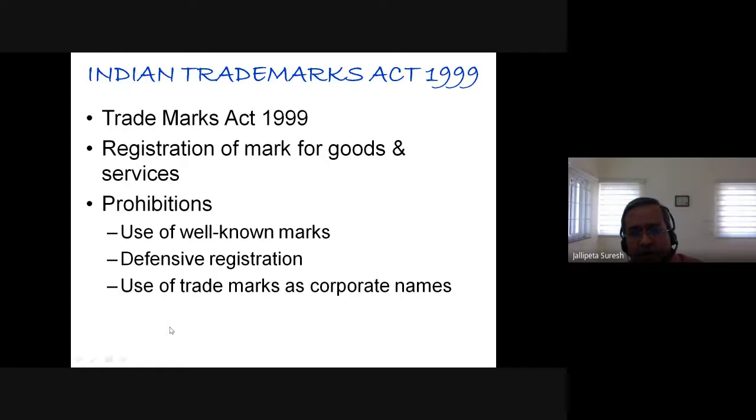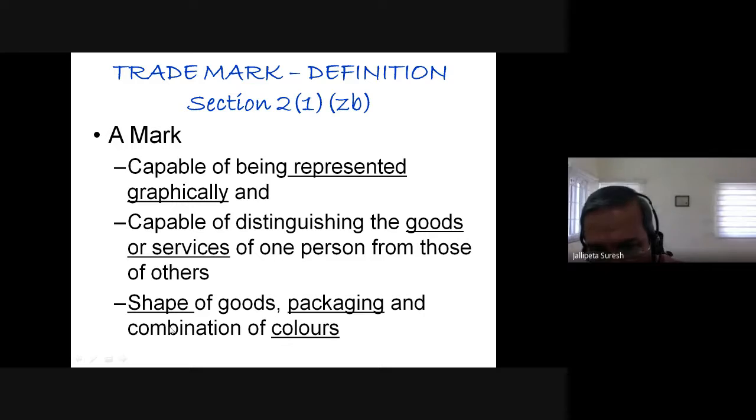So we have a law in India, that is Trademarks Act 1999. It provides for registration of goods and services. And there are certain things which are prohibited, like if you are trying to register a well-known mark, say for example, if you want to register Tata mark for some other thing, or if you want to just go and register marks just for the sake of defensive registration, not to use them. And also there is prohibition that you cannot register a company name of someone as your trademark.